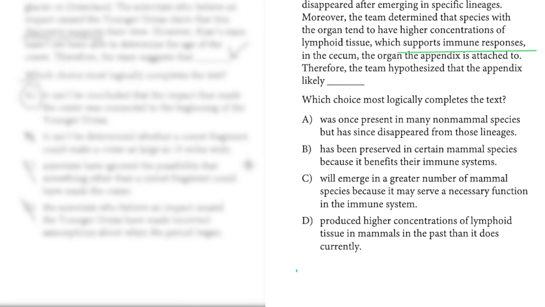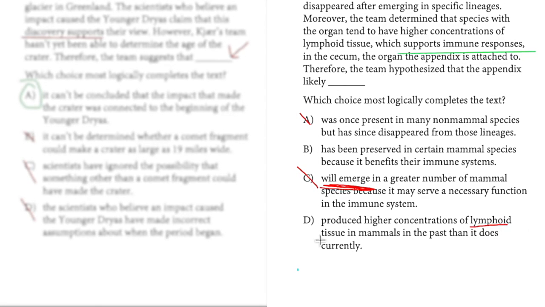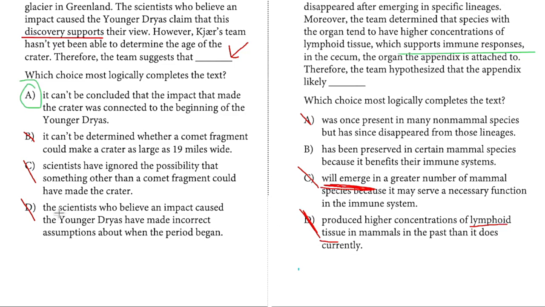No, it said that it's appeared independently. "Has been preserved in certain mammal species because it benefits their immune systems." Yes, I said that. "Will emerge in a greater number of mammal species because it may serve a necessary function in the immune system." Will emerge? No, we're not trying to predict the future here. "Produced higher concentrations of lymphoid tissue in mammals in the past." No, that was just one little detail when they talked about the lymphoid stuff. I don't remember what it was, but it was a detail. So B is my answer.